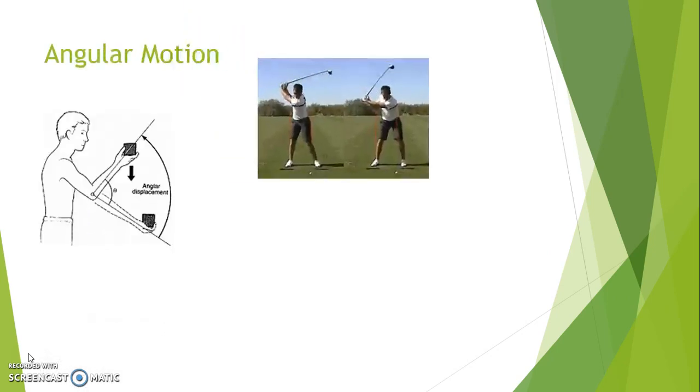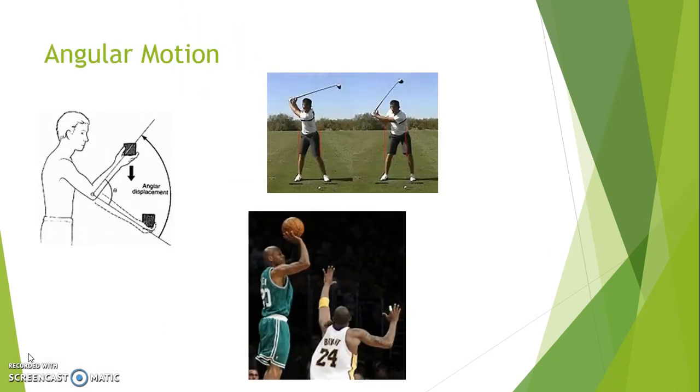So angular motion is a system that moves in a circular path around an axis, so all parts move through the same angle in the same direction at the same time. An example of this is a shot in basketball.